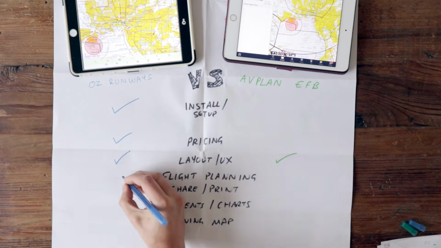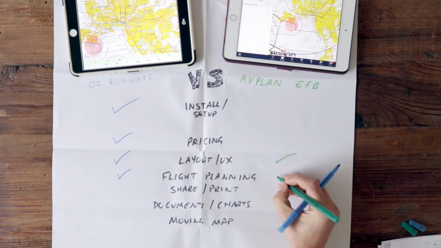Now in terms of flight planning, yeah, it's a difficult one. They're very similar, so I think again, this one has to be a draw. Now, one really important thing you want to do with these apps is to be able to share or print information from within the app. And there's actually quite a big difference between the way the two work.